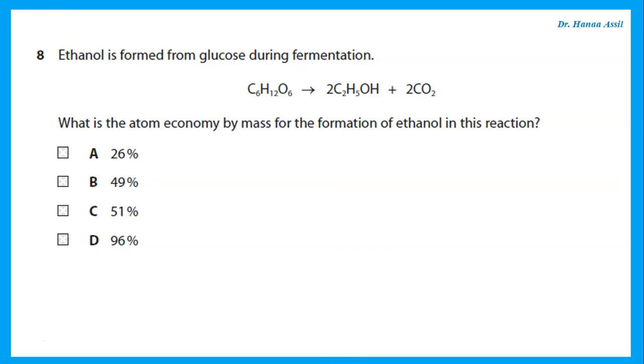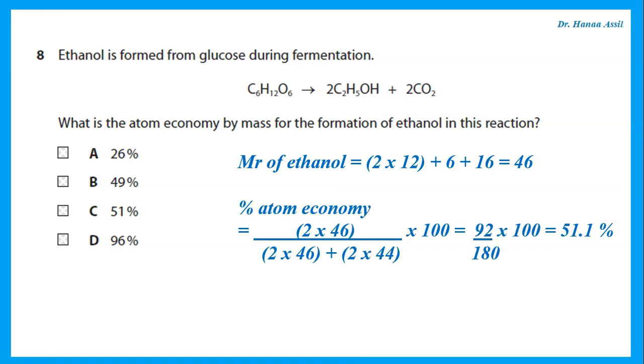So atom economy is the MR of ethanol. MR of ethanol is 46. We have 2 of them, so the atom economy is 2 times the MR of ethanol over the total MRs of the products. So that's 2 times the MR of ethanol plus 2 times the MR of CO2, times 100. This gives the percent atom economy.